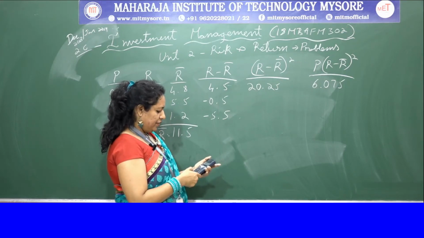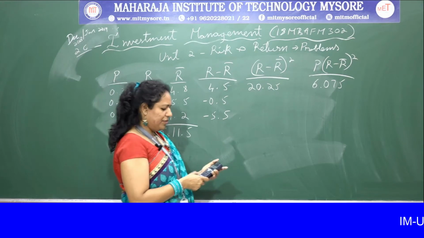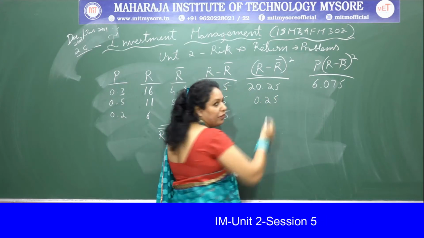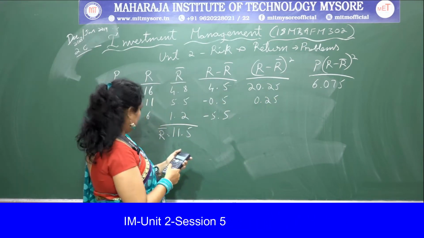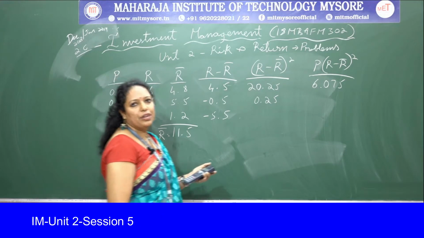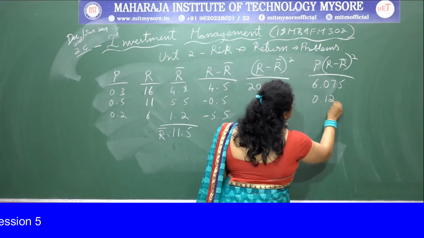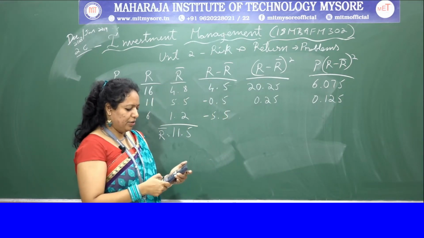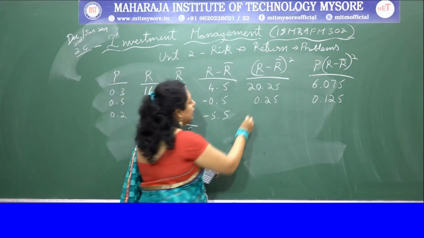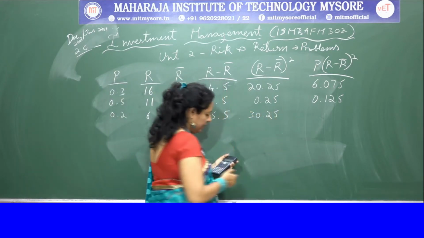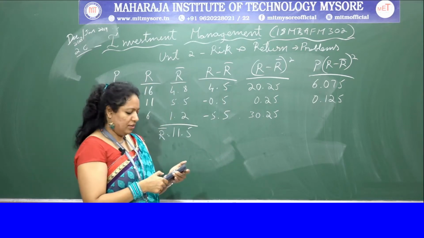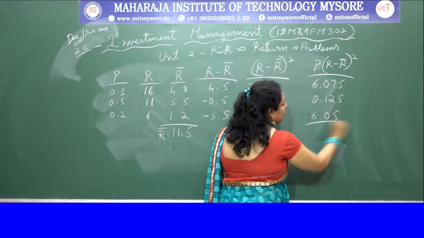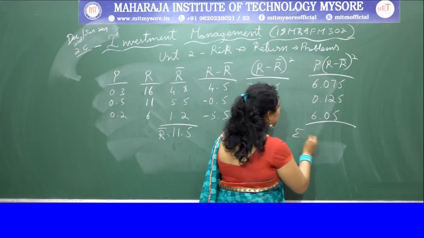Okay. The next is 0.5 into 0.5, it is 0.25. This 0.25 into 0.5, so you get 0.125. Then 5.5 into 5.5, you get 30.25. So 30.25 into your 0.2, 0.2 is your probability. So I get 6.05. Then we are going to summate it.